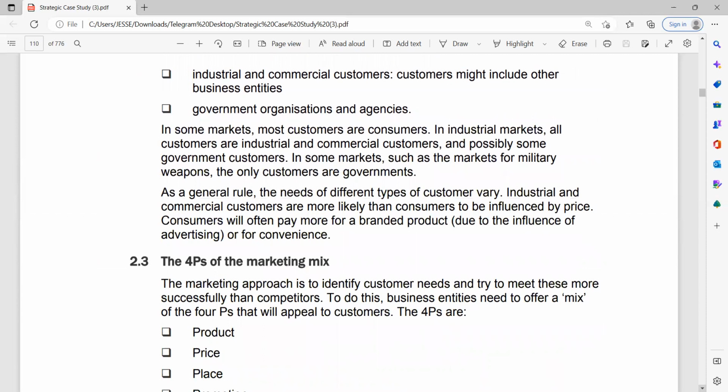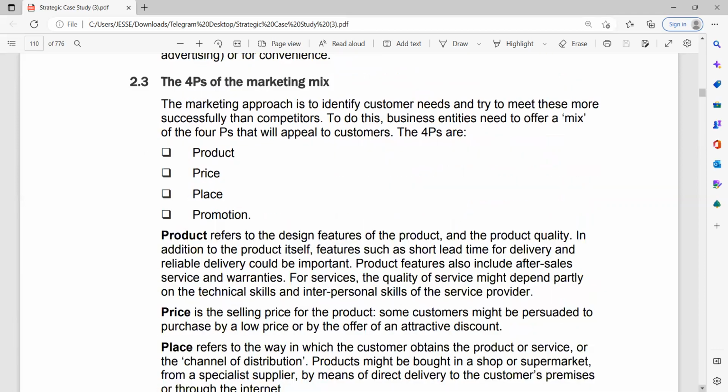In some markets, most customers are consumers. So depending on how the market is, you might find consumers, you might find commercial customers, you might find government customers. And all their needs vary, and what they are looking for varies. So, for instance, one of a commercial customer's greatest needs would be to bargain when it comes to price. So all of these groups have their own needs. That's basically what we are saying here.